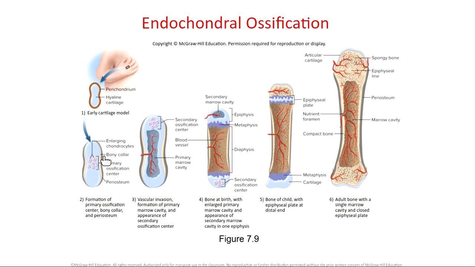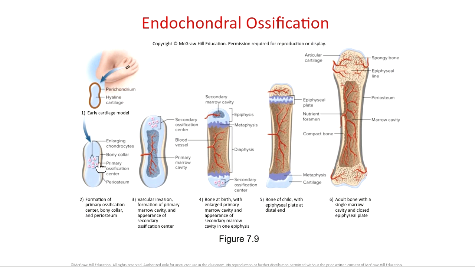We start to see the development of what's called a bone collar. So a little bone collar, which is just a little area that has ossified. The outer edges of that hyaline cartilage model start to ossify, and that's called the bone collar. Then, since we have a bone collar developing around the edges, we also start to see that this perichondrium is now converted into periosteum. So now we have periosteum.